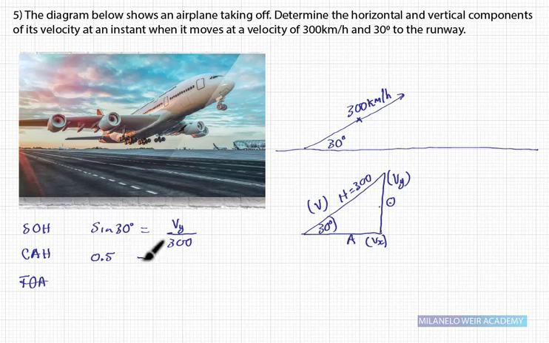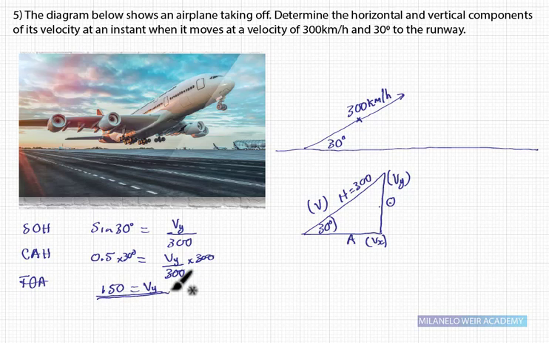0.5 is equal to vy over 300. What do we do? We multiply both sides by 300. Why are we doing that? So that we make vy the subject of the formula. 0.5 times 300, 150 is half of 300. So 150 is equal to vy.